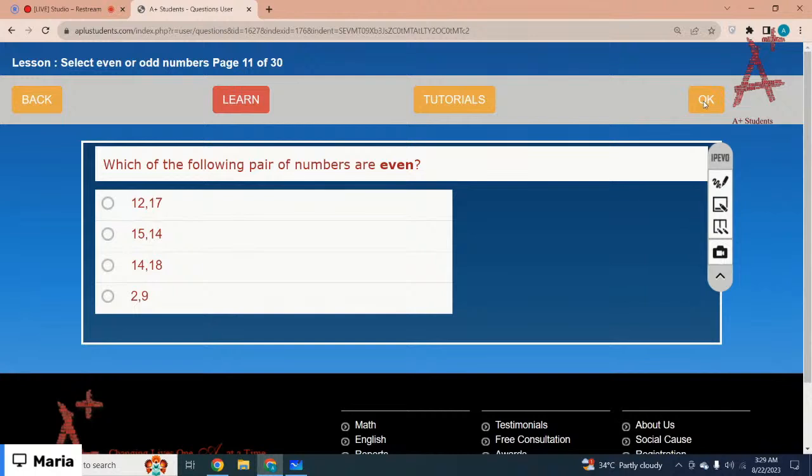Which of the following numbers are even? Which is the correct option? Which two numbers are even?